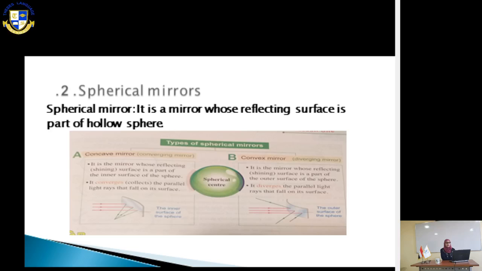So here we have two types of mirrors, the concave mirror and the convex mirror. The concave collects the light rays and the convex diverges the light rays. What is the mirror whose reflecting surface is the inner part of the sphere? It is called the concave mirror. And what is the mirror whose reflecting surface is the outer part of the sphere? It is the convex mirror. Slide number 7.